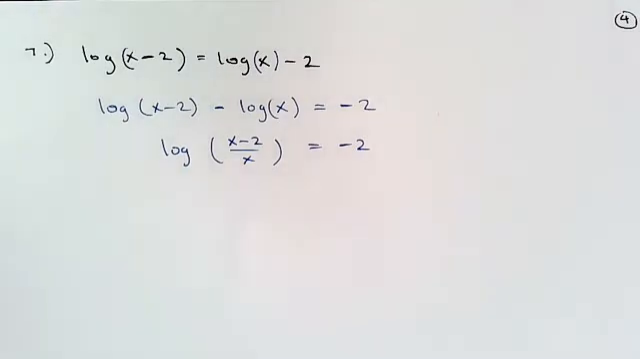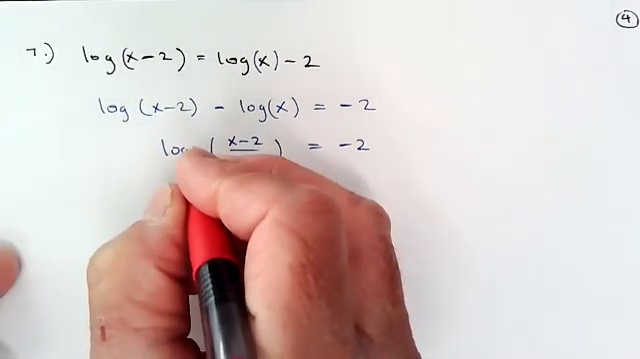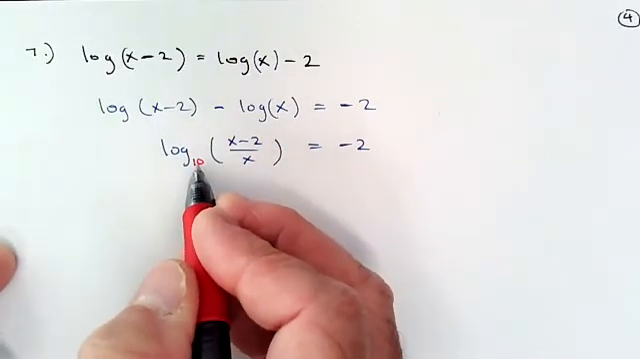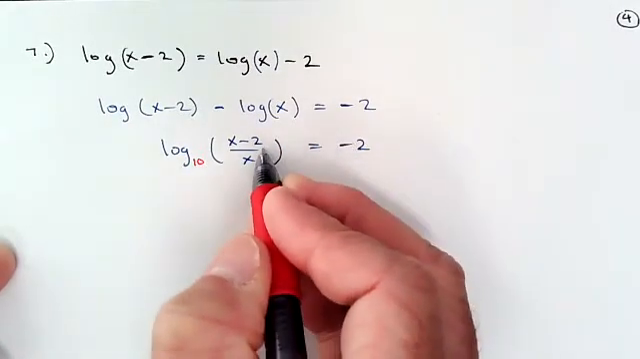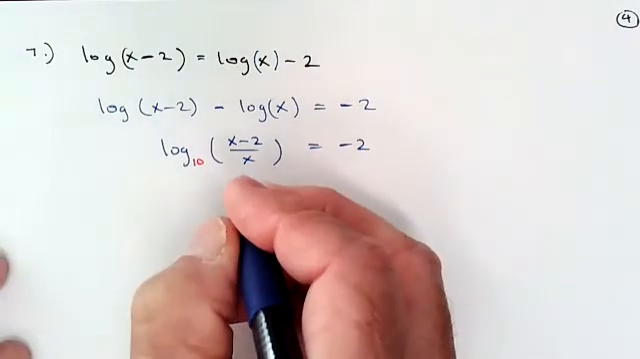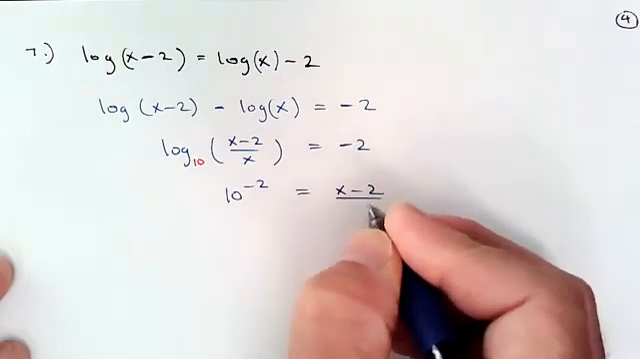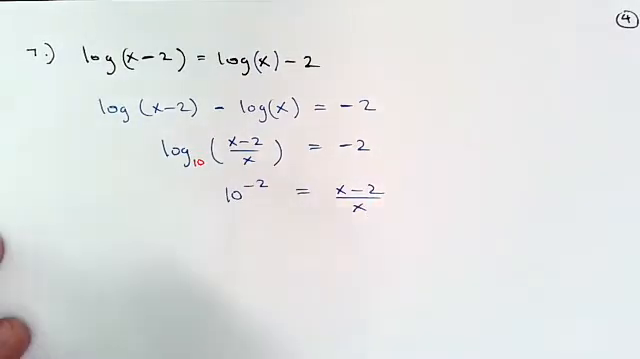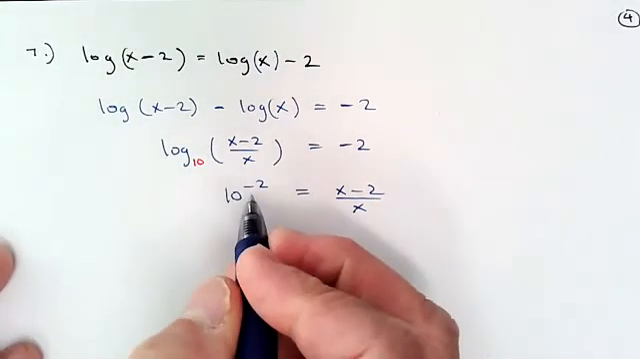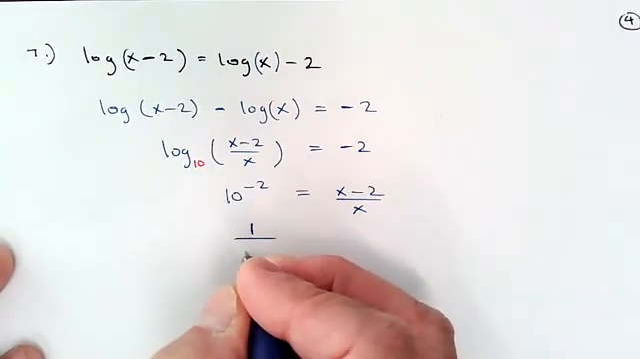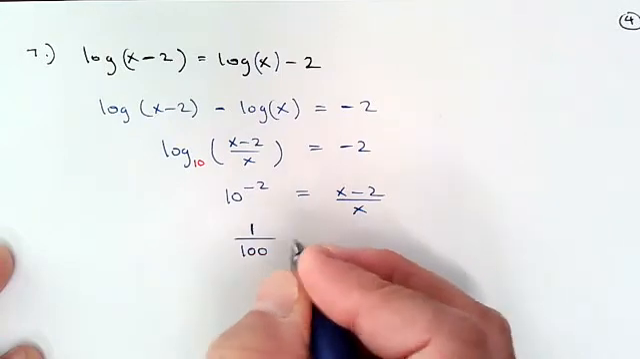equals -2. And just like the last problem, once I get down to a single log, I'm going to put this in exponential form. 10 to the -2 equals my inside. 10 to the -2 equals (x minus 2) over x. And now we're just going to solve for x. I think it's easier to write 10 to the -2 as 1 over 10 squared, which is 1 over 100.